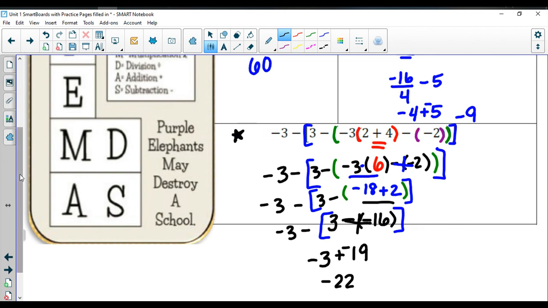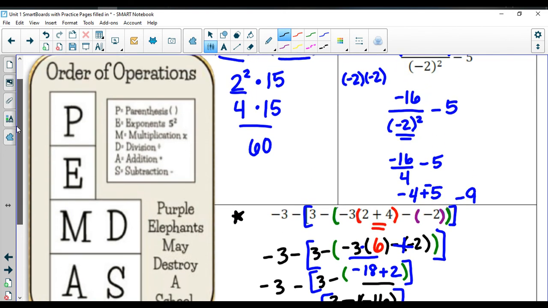That's our lesson on order of operations. So keep in mind your PEMDAS process here. Parentheses, exponents, multiply, divide, add, subtract.